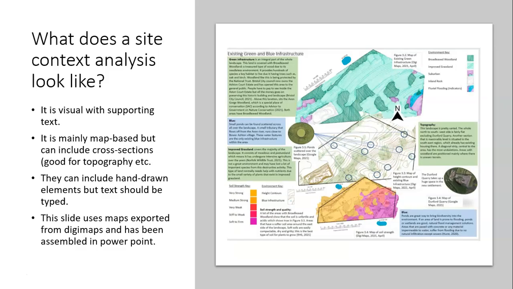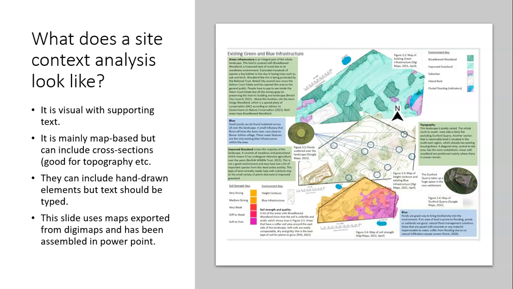I showed you this slide in the introduction to the module, but this is the kind of thing that we're asking you to produce. This is what a site context analysis looks like. So you can see that it's predominantly visual. The maps in the middle of the sheet really are the things that the text is responding to and talking about. So this work is predominantly map-based, and site context analyses tend to be map-based, but you can use things like cross-sections, which can be really good for showing things like ecological networks and changes in level, topography, that kind of thing.